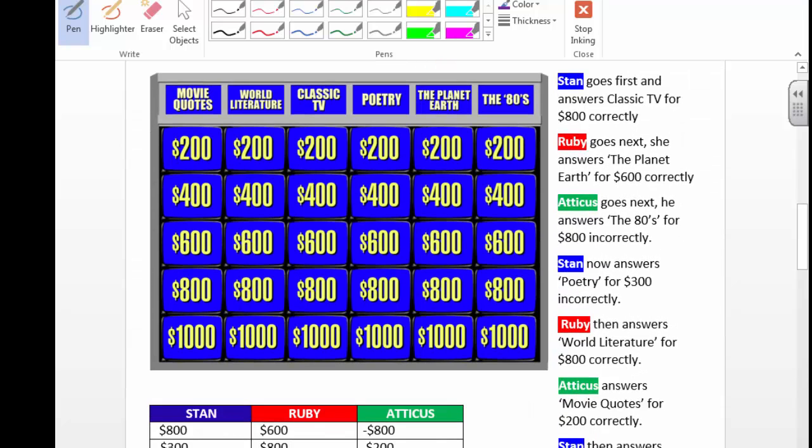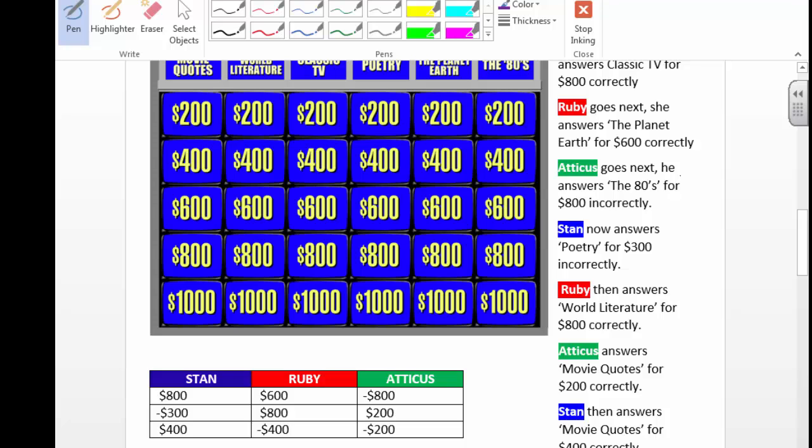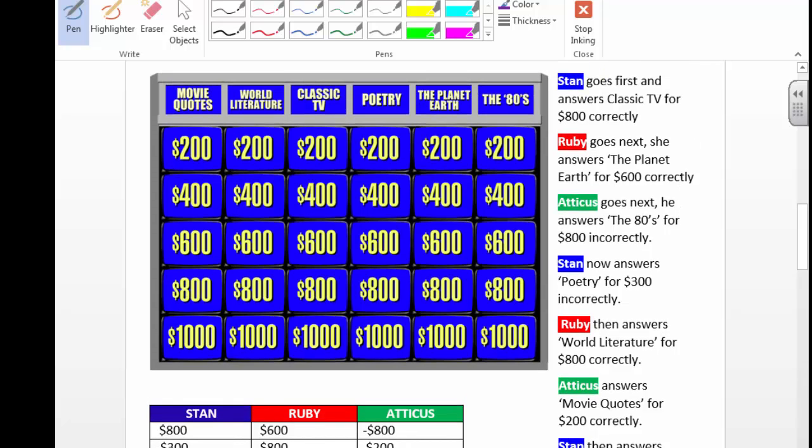So I thought it would be really fun if we use kind of a real world example, and we're going to use a Jeopardy board, a scoreboard, to practice positive and negative numbers. All right, so here's the Jeopardy board, and our contestants today are Stan, Ruby, and Atticus. Now, when a contestant answers a question correctly, they get a positive number. If they answer the question incorrectly, they get a negative number. So that's really important for us to remember.